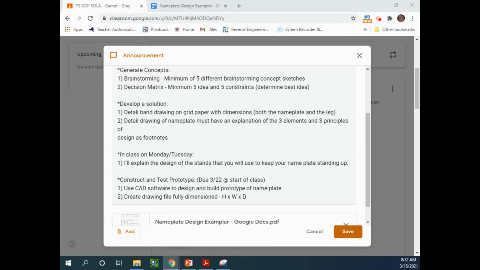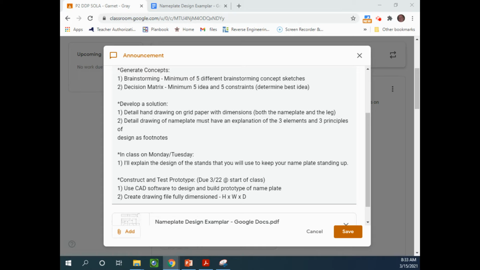So you need to have 5 different ideas. That's the 5 concept sketches that you had. And then the 5 constraints. And you can look at the PowerPoint about the decision matrix to help you determine what some of the constraints are that you can use. So I'll be coming around to look at decision matrices today. I'm just looking to see that you have it done. Real quick scan. That's all I'm doing.